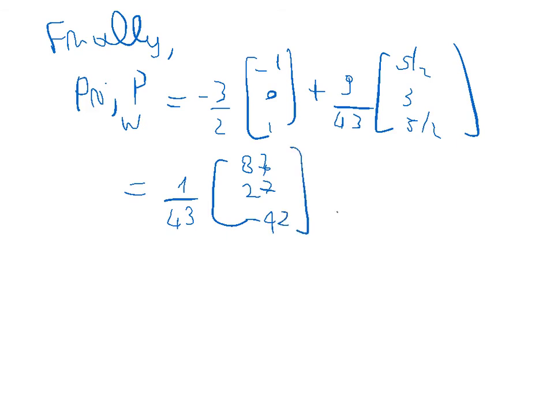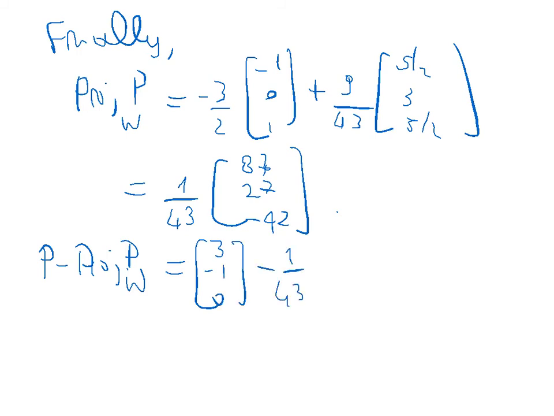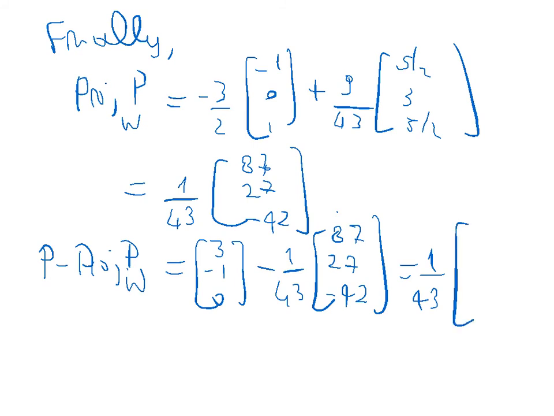Excellent. So we are ready to write down the vector P minus the projection of P onto W. That will be equal to the vector (3, -1, 0) minus the vector 1 over 43 times (87, 27, -42). And that will give us 1 over 43 multiplied by the vector (42, -70, 42).